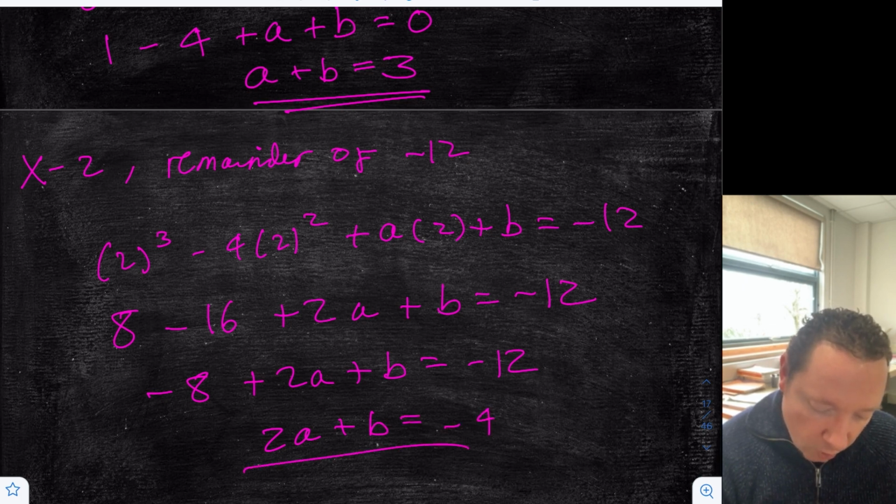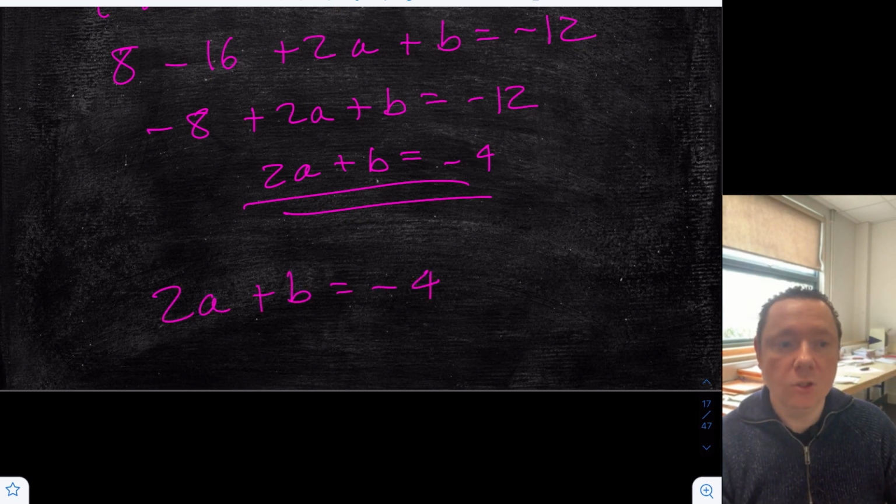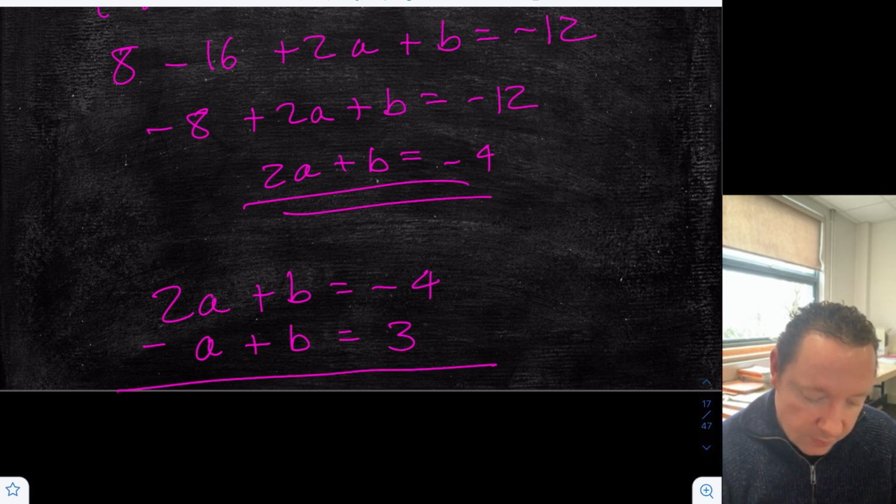And we've now got two equations that we can solve. We've got 2a plus b equals minus 4. And the other equation we just worked out was a plus b equals 3. So we can immediately take them away from each other because the b's are the same sign.